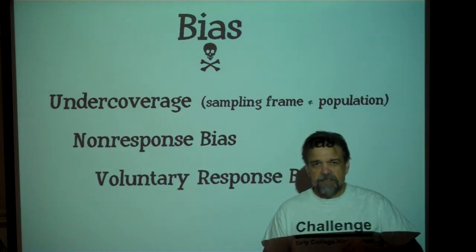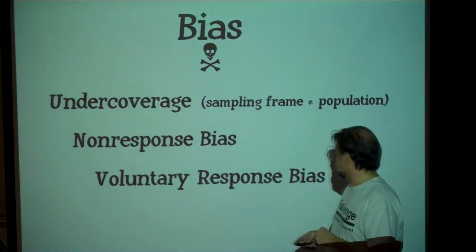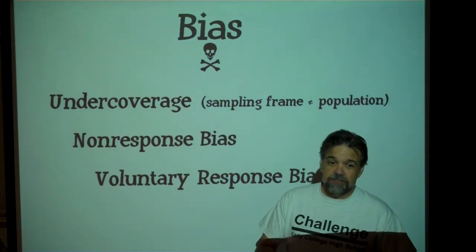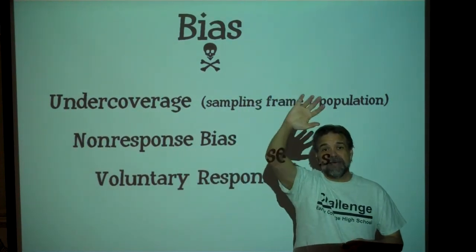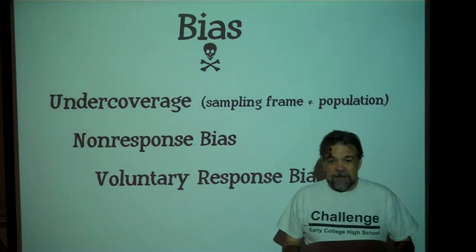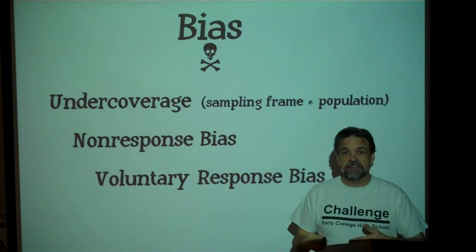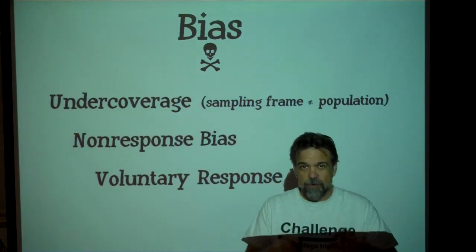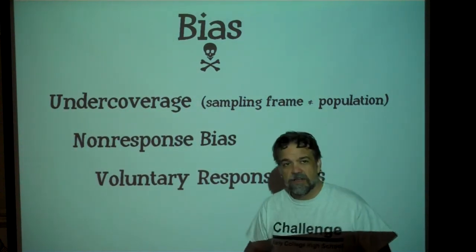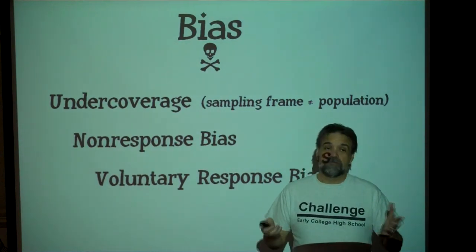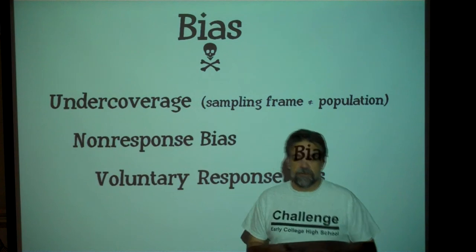And then there's also voluntary response bias. What is voluntary response bias? Voluntary response bias is when you choose somebody who's going, pick me, pick me. Okay? You can't let people, or anything, self-select to be in your sample. There has to be randomness which chooses your sample, not people volunteering. Here's a good example of voluntary response bias.